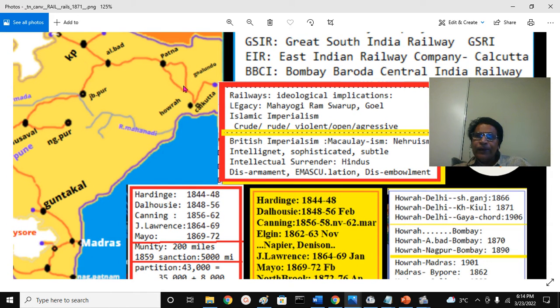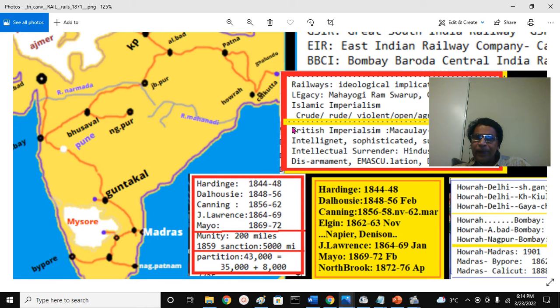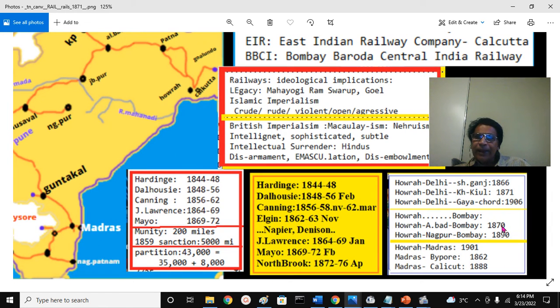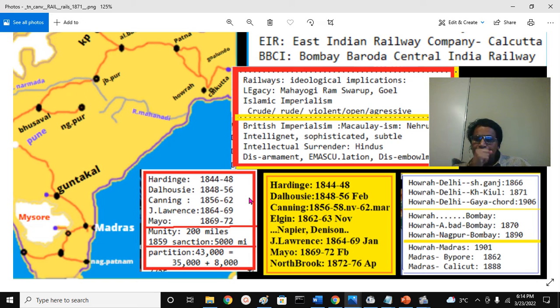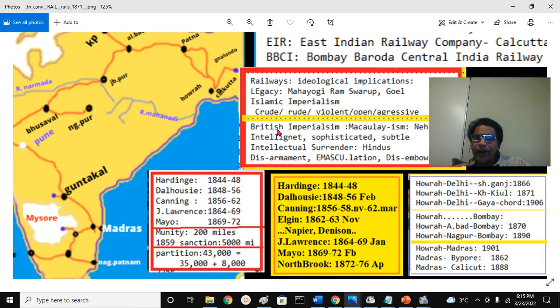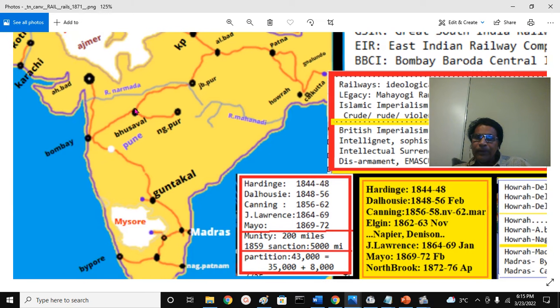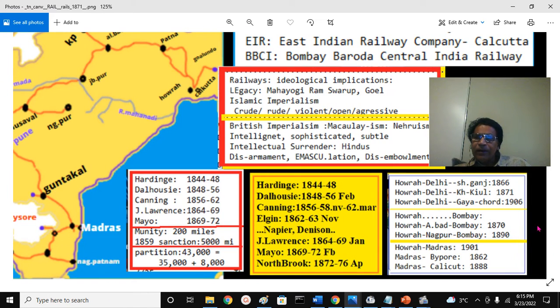The Howrah-Delhi railway line was built. This is the first line, 1866, the Sahibganj loop line. Then the second main line was built six years later via Kiul, Lakhisarai, that is Deoghar, Jamtara and Madhupur regions. Excuse me. Howrah, Allahabad, Bombay. The Howrah, Allahabad, Bombay line was built in 70. And of course the short line, Howrah to Nagpur, Bhusawal to Bombay, came much later, round about 90.